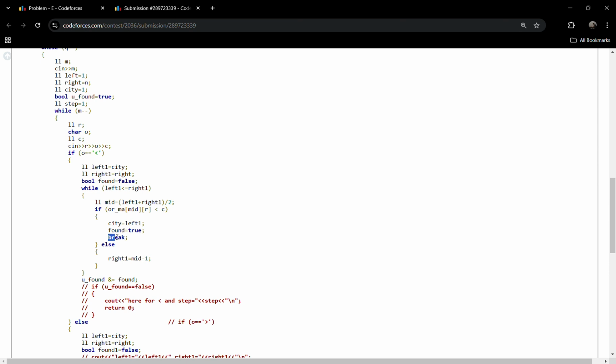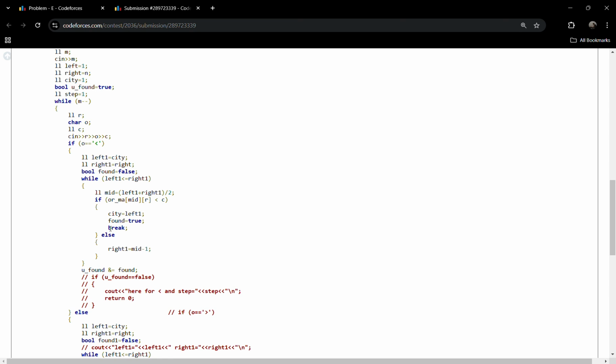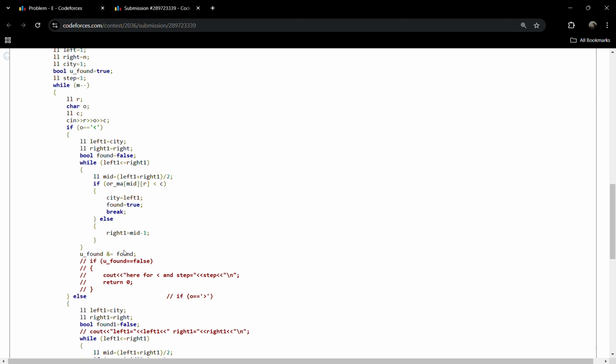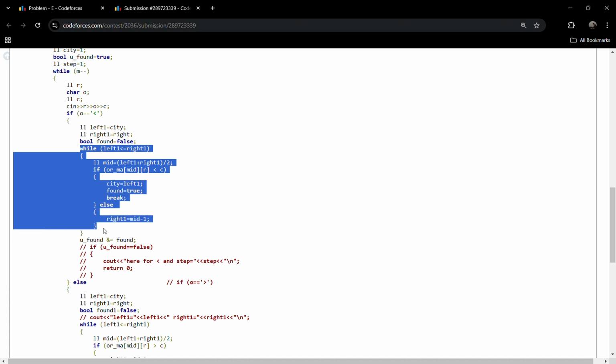And if you are wondering why breaking here, so if we found the region of a specific country which is having water less than C, which is the given amount, so we know that every country less than that will also have water less than that. Every country number which is less than this country mid will also have the water less than that. So that's why breaking, and else right1 is equal to mid minus 1. This is the standard binary search.